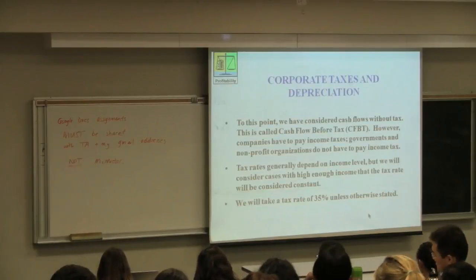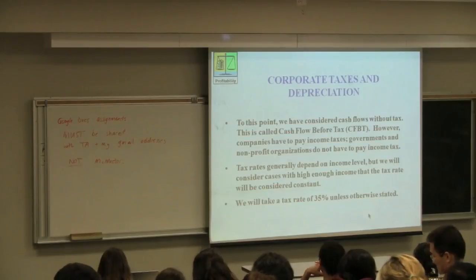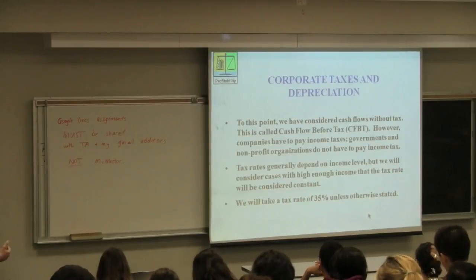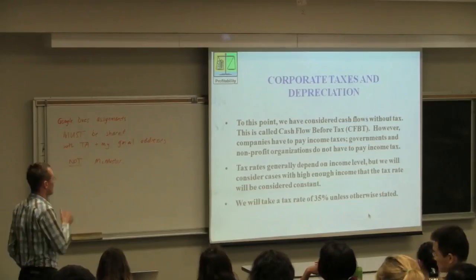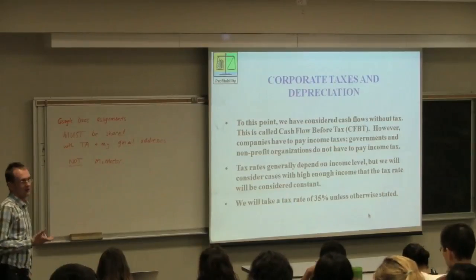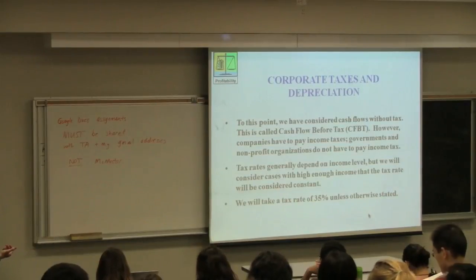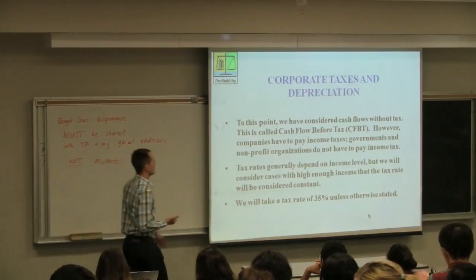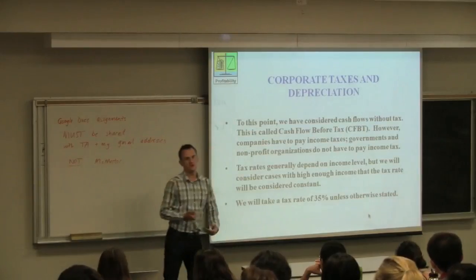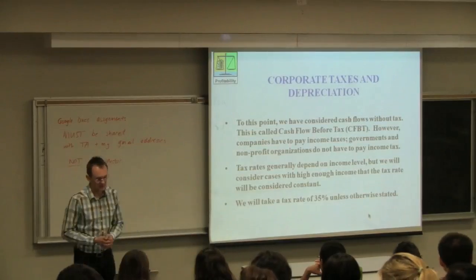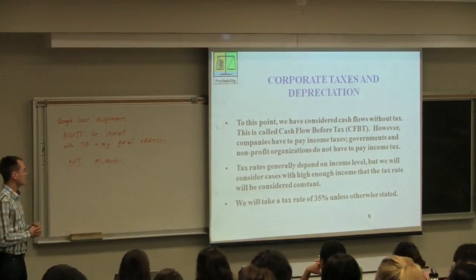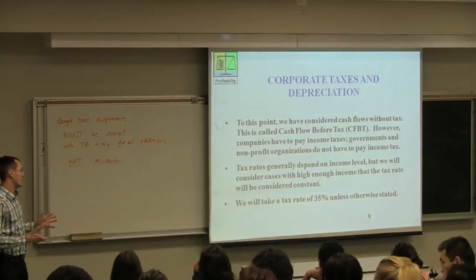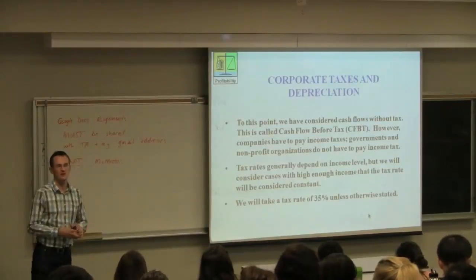So, as I said a minute ago, we've only considered cash flow before tax, CFPT as it's sometimes called. However, there's no option to avoid paying taxes, and we have to consider the effect of that on our cash flow. If you're working for the government itself, or a non-profit, you don't pay tax. But we will generally have to pay tax at a rate. The assumed rate is 35% in this course.